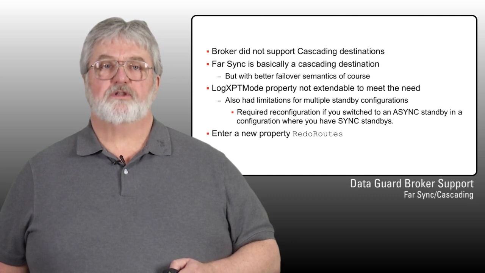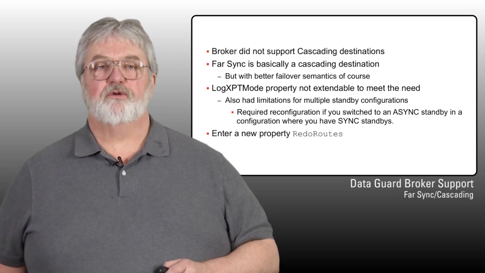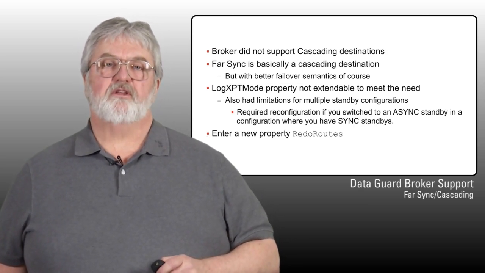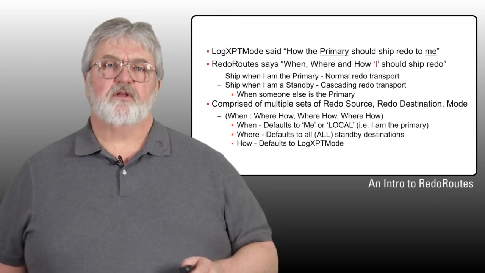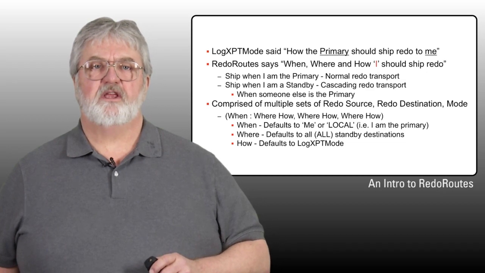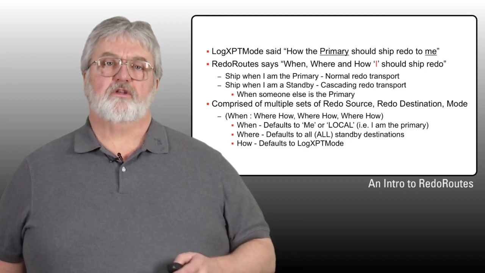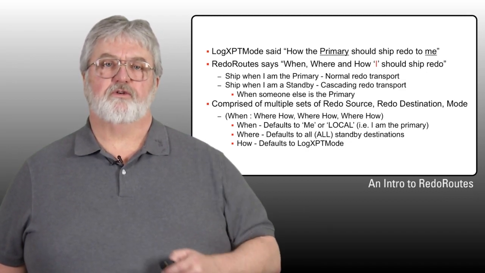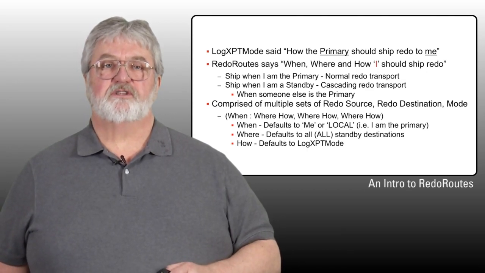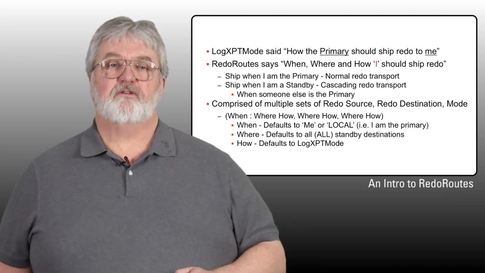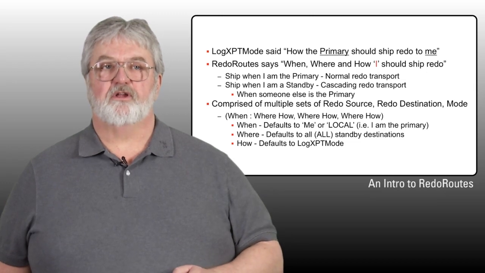The DataGuard broker supports both of these capabilities now, and as I mentioned earlier, it does this with a redo routes property. The redo routes property supersedes the old log XPT mode. If you look at the way things were, the log XPT mode property basically says how the primary should ship redo to me. And this works fine until you switch over to an asynchronous standby where you had synchronous standbys. Now all of a sudden, you'll be shipping synchronous back to these two databases, which are far beyond synchronous redo transport requirements, and you'll have to do some reconfiguration.